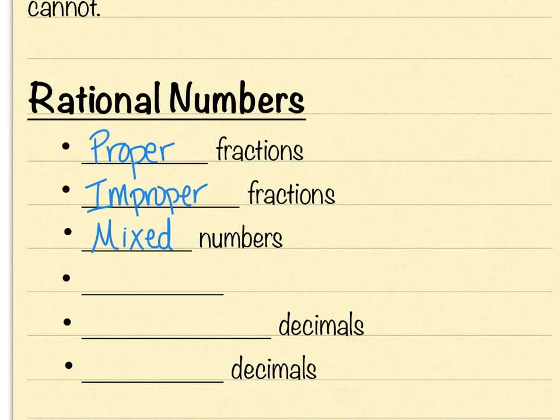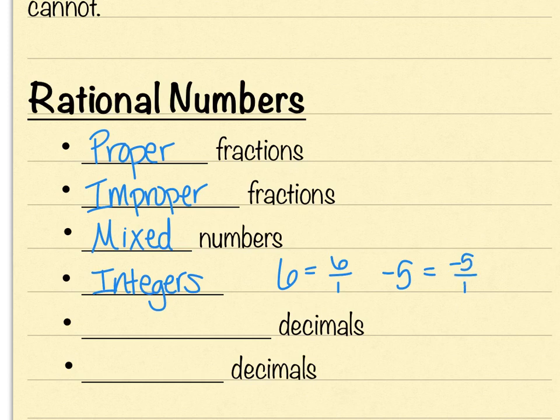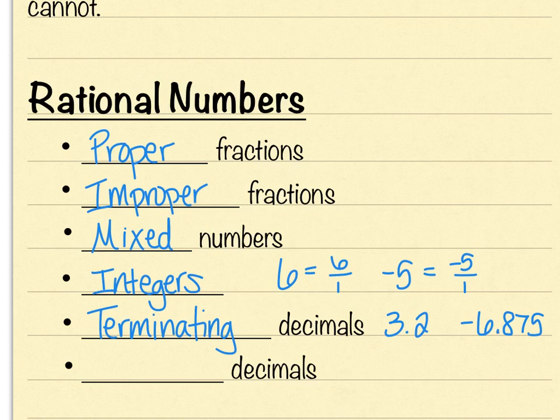It also includes all integers. So 6, for example, can be written as 6/1, so that can be written as a fraction, and -5 can be written as -5/1, so that's a fraction. And then it includes most decimals. It includes what we call terminating decimals. Those are decimals that just stop, like 3.2 or -6.875, right? Those are all terminating decimals.